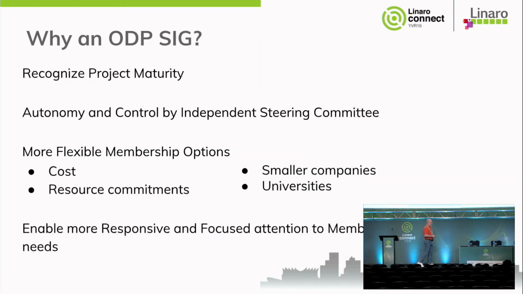So the question is, how to structure this. What Linaro did was they transitioned ODP into a SIG, a special interest group, basically to recognize the project maturity, provide autonomy, and provide more flexible membership options, reduced cost, resource commitments, ideally for smaller companies, universities, et cetera. And the goal was to enable more responsive and focused attention to member and community needs.